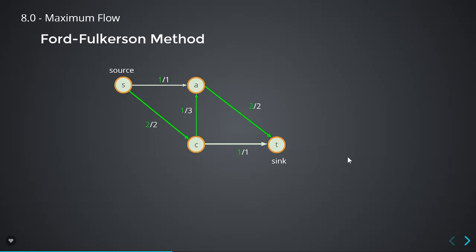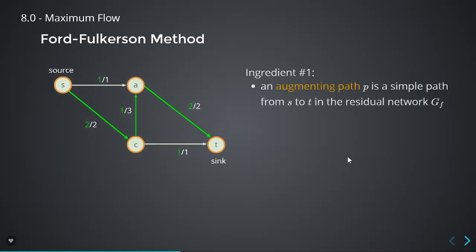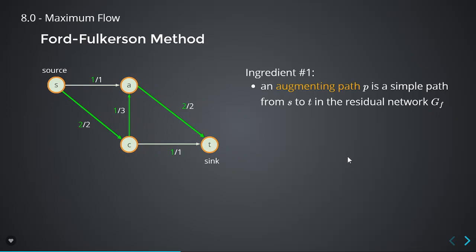Notice that all I'm doing here is I keep on finding a path between S and T. And this path is what we call an augmenting path. It's just a simple path from S to T. Now, I'll say here it's a simple path from S to T in the residual network Gf. We still don't know what this is yet. We're going to come to that after this.